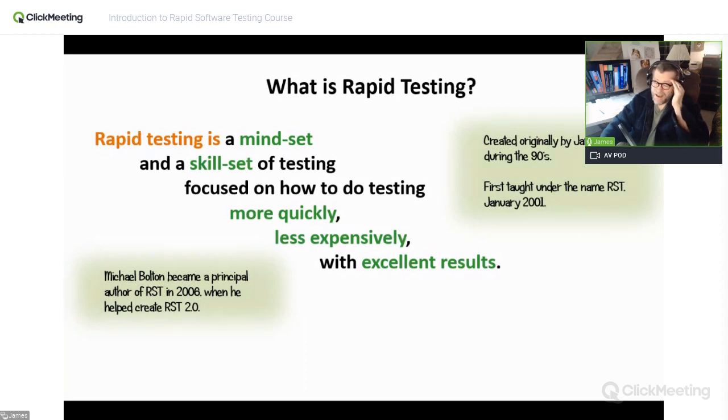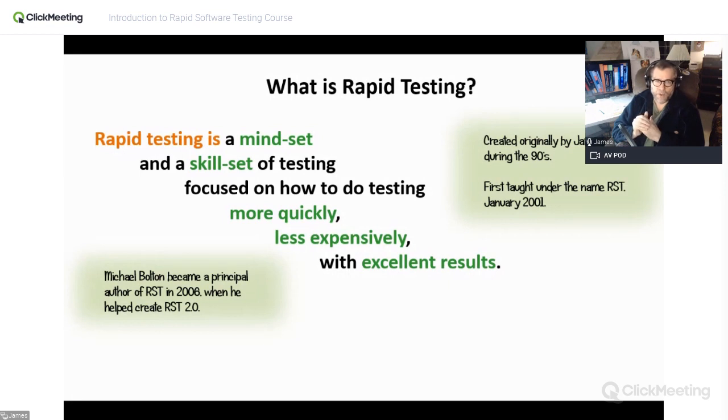A little history: Rapid Software Testing was created by me, James Bach, in the 90s. Throughout the 90s, I was creating it. I didn't name it until January of 2001, which is the first time I taught RST as a class. So that's 20 years ago. Before that, I taught exploratory testing classes. I talked about it in other ways.